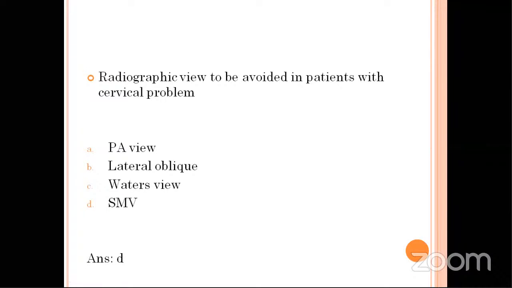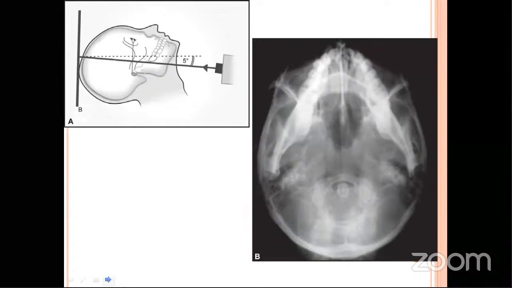The radiographic view to be avoided in patients with cervical problem. Cervical problem, neck problem, for a patient who is not able to bend much, they ask which view should not be taken. It is actually SMV, submental vertex view, because in that view we'll be asking the patient to bend the neck entirely. If the patient is not able to bend it so much, we can actually take this view by asking the patient to lie down. Okay.